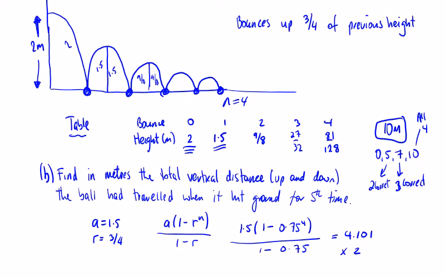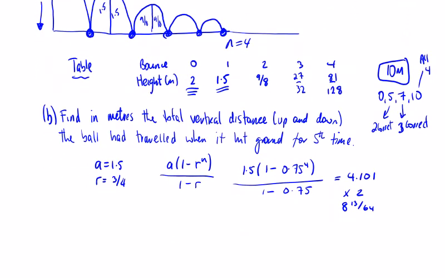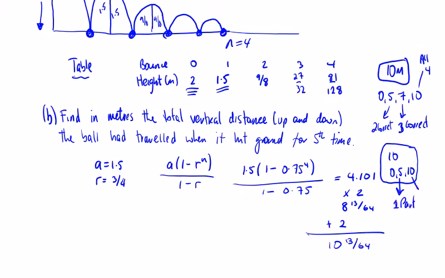I don't think it asks for it as a decimal, does it? Fraction form, okay. 8 and 13 over 64 is what comes up on the calculator. And then we're going to add the 2 at the beginning, so 10 and 13 over 64. Another 10 mark question. It was 0, 5, 10. So 1 part correct, or all of it correct. So a tougher marking scheme there. 5 or 10, nothing in between.